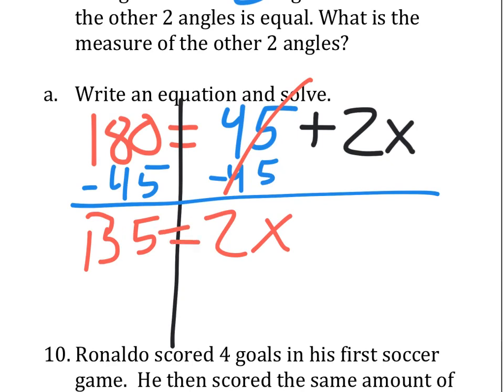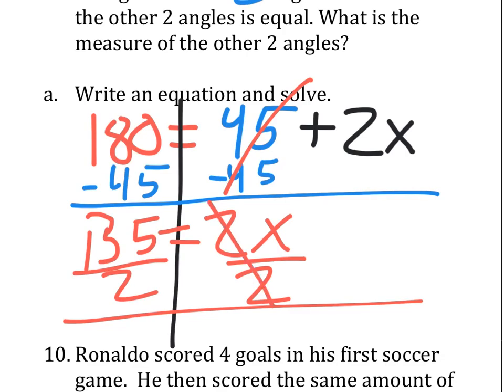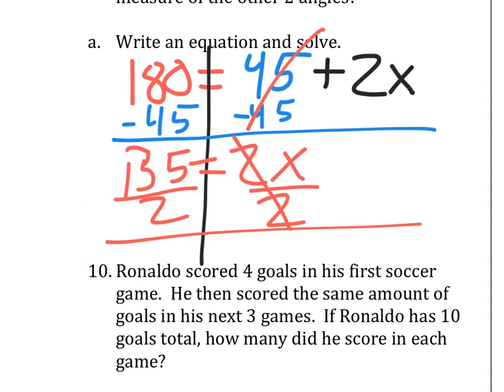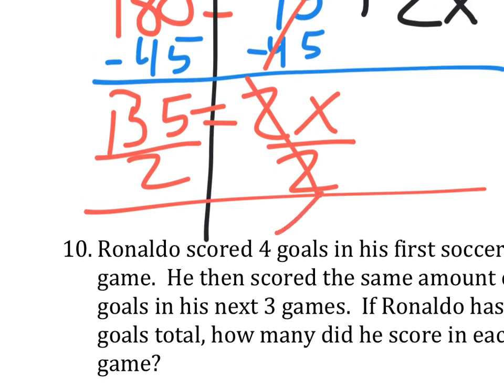Final step, I got to divide both sides by 2, because I'm trying to get everything away from that variable. So divide this side by 2, divide this side by 2. These two cancel out. Sorry, I'm getting a little sloppy here. And we know that x is going to be 135 divided by 2, and it's going to be 67.5. Hope you guys can read that okay.